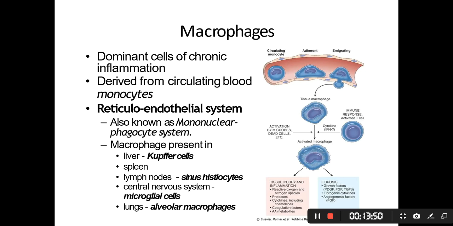Okay, and every system of our body has a macrophage. Like the liver has its own macrophage which is called Kupffer cells. Then lymph nodes and spleen have their own macrophages which are called sinus histiocytes. Our brain has its own macrophage which is called microglial cell. The lungs have their own macrophage that is called alveolar macrophage. Even our skin has its own macrophage which is called Langerhans cells. So every system has its own macrophages. So macrophages are basically those who come and eat away the bad and unwanted things.